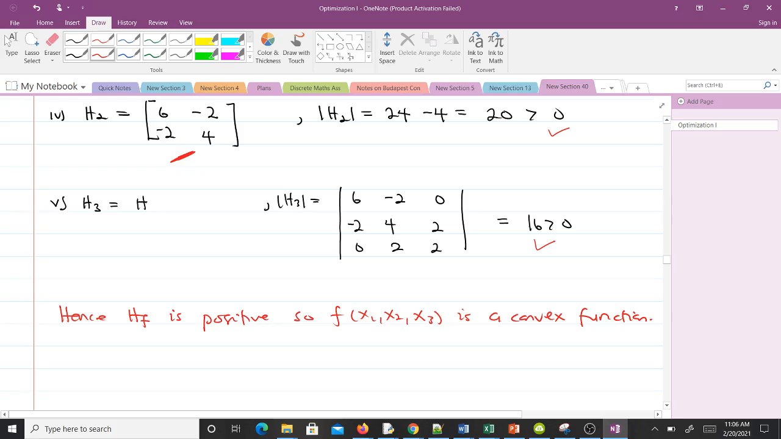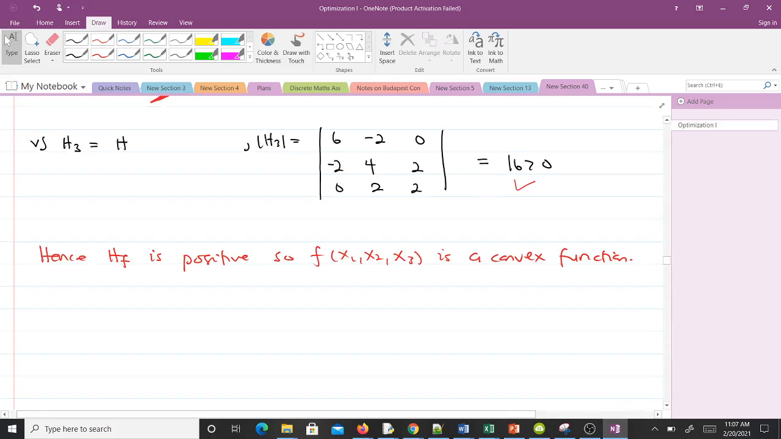So you can see that all our diagonal elements were positive, and all the leading principal determinants are also positive. So what it means is that our Hessian matrix is positive definite. And so our function f of x1, x2, x3 is a convex function. So this is how we determine the convexity of a function when it is a multiple variable function.